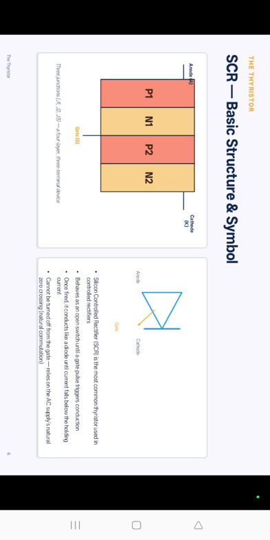First, the basic structure of the SCR, because it is used as the switch in the controlled rectifier. It is a silicon controlled rectifier, mostly used as the thyristor. The commonly used thyristor in controlled rectifiers behaves like an open switch until the gate pulse triggers conduction. Once fired, it conducts like a diode until the current falls below the holding current. It cannot be turned off from the gate, it relies on the AC supply's natural zero crossing.